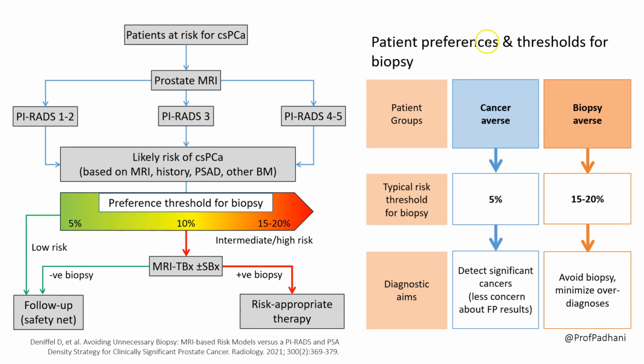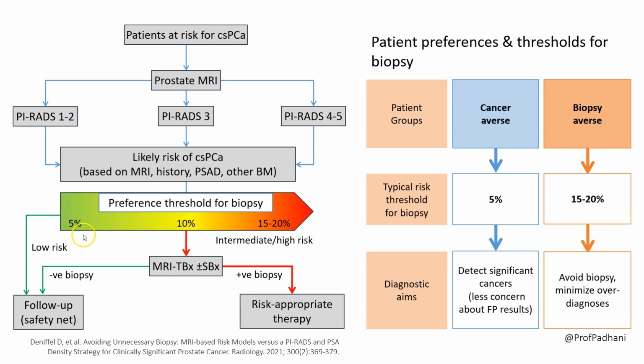What is meant by a clinically appropriate threshold? This graphic illustrates what I mean. So at the top on the left-hand side, you can see men at risk for clinically significant cancers undergoing a prostate MRI, PI-RADS negative, intermediate, and positive, and based on their MRI, their history, their PSA density, and other biomarkers, you can estimate the likely risk of prostate cancer.